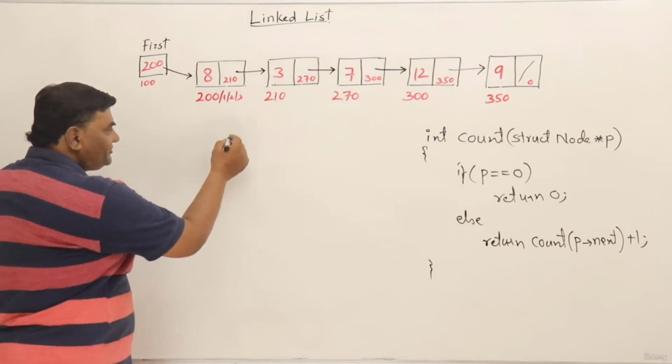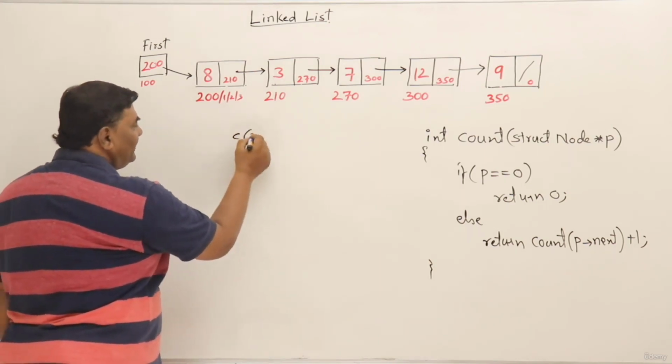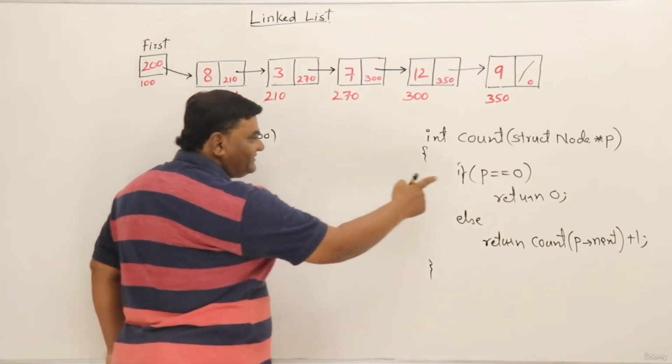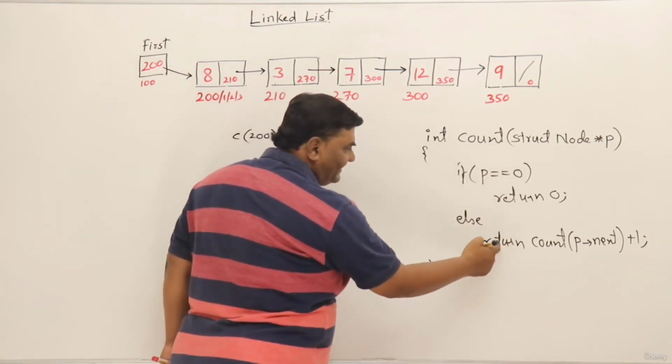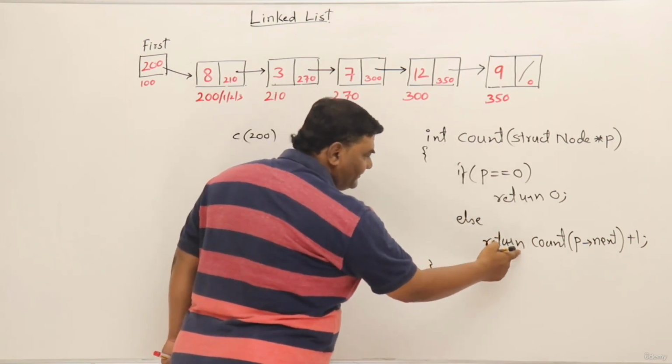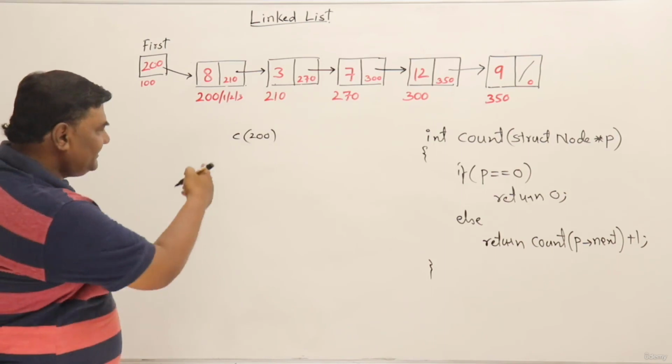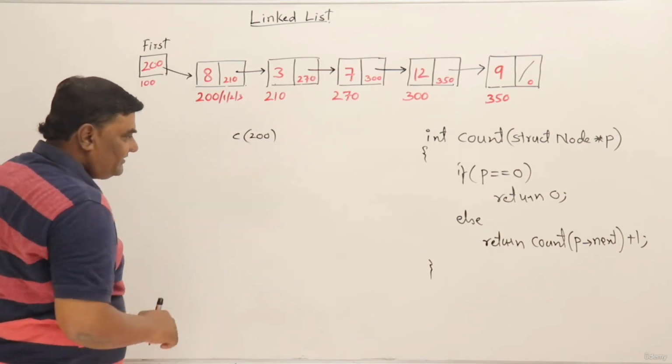When we call this function for the first node, that is 200, I'm writing C for count. Then what it does, this is not null, so it will always go into the else part. So for almost all the nodes, it will be in the else part only. So I will simply write down the steps one by one.